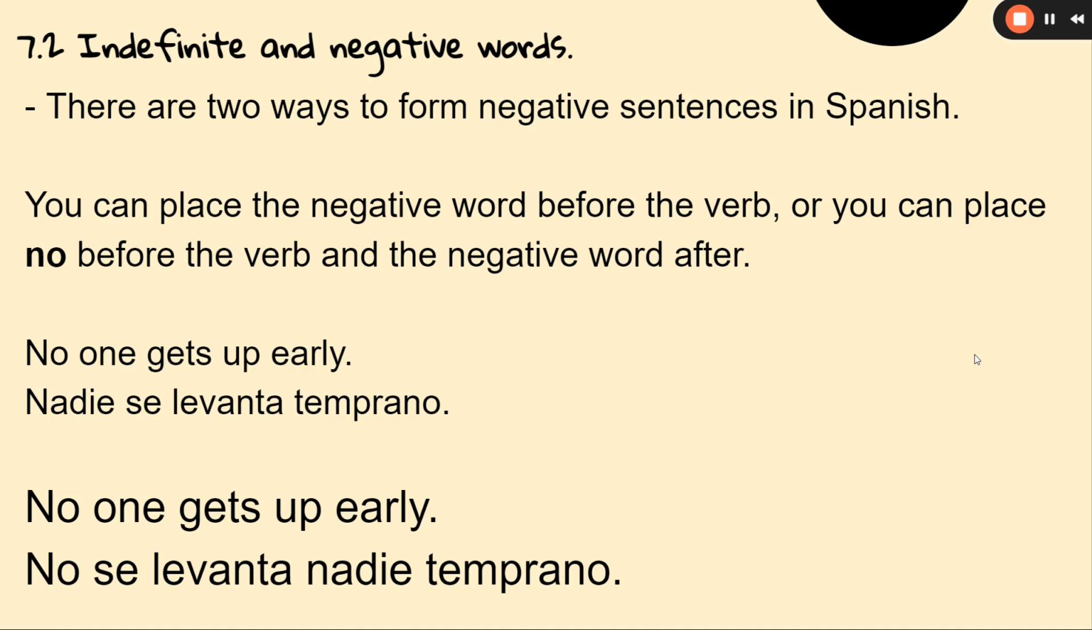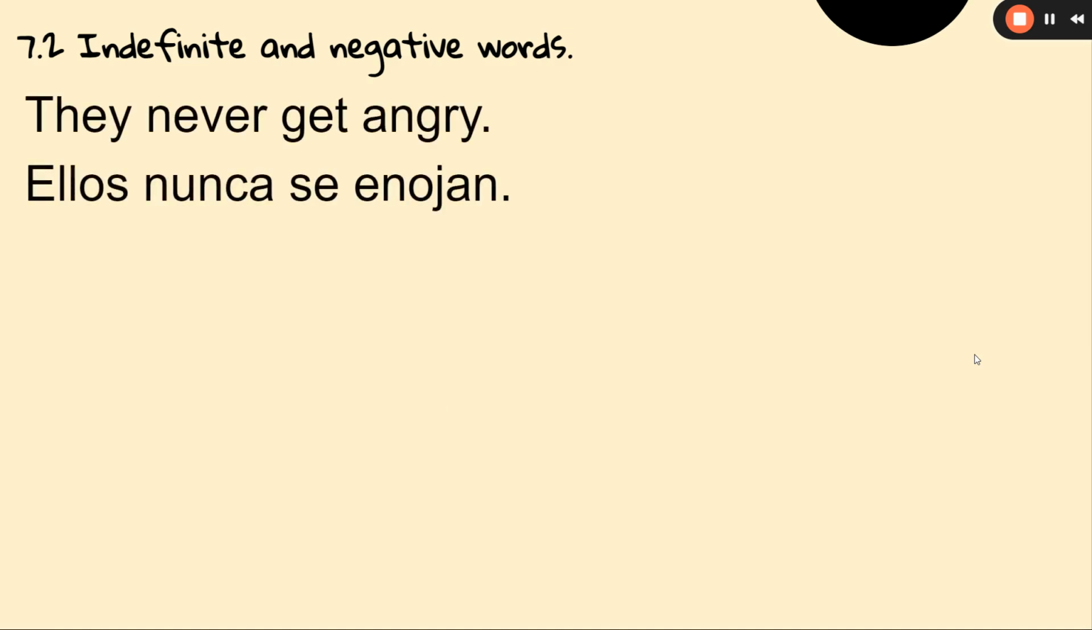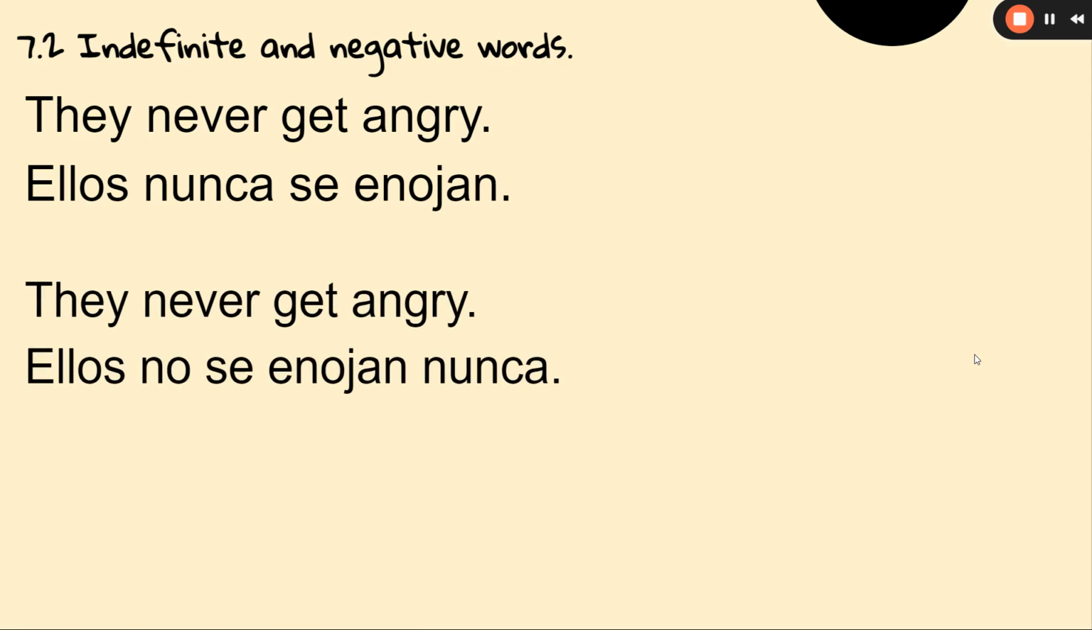Or you could have had the nadie before. But if you have the nadie after the verb, you have to put no before the verb. They never get angry. No, ellos nunca se enojan. Or you could have ellos no se enojan nunca. So you could have it either way. It doesn't matter. One way is to have the nunca before the verb. The other way is to have no before the verb and then the nunca after the verb.